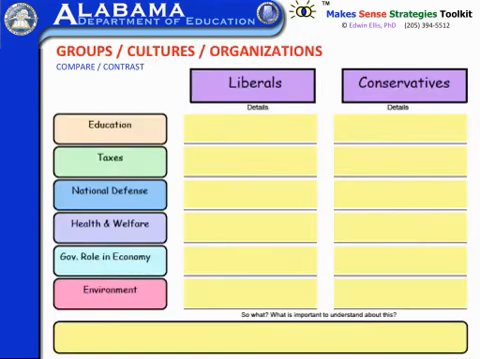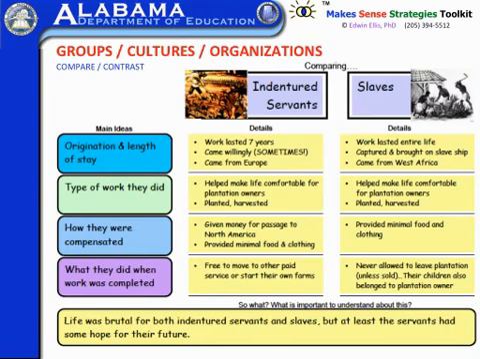For example, if you look at this one, where we're comparing liberals with conservatives across these major dimensions, then suddenly it becomes a whole lot clearer in terms of what the information is about. And it often makes it easier for students to know what kind of information they need to be looking for as they're reading about these or discussing them or whatever.